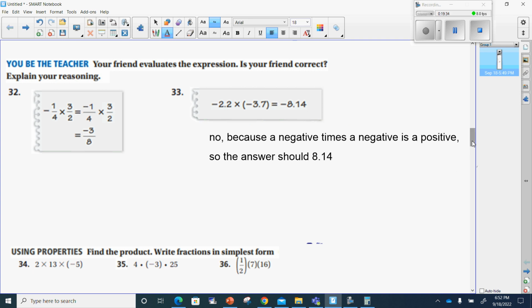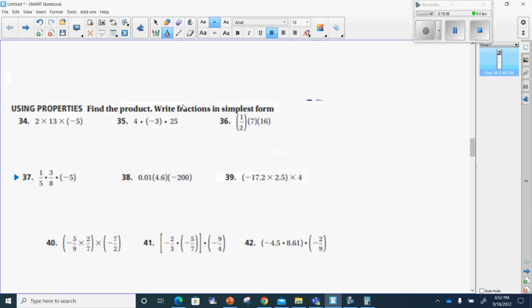All right. Let's go on to number 35. This one says find the product. I'm multiplying these together. Write the fractions in simplest form. Well, I know positive times a negative is a negative. So this is going to be 4 times 3, negative 12. Now I have to take negative 12 and multiply it by 25.